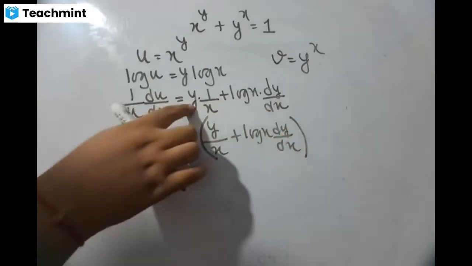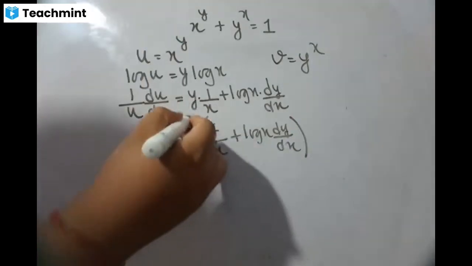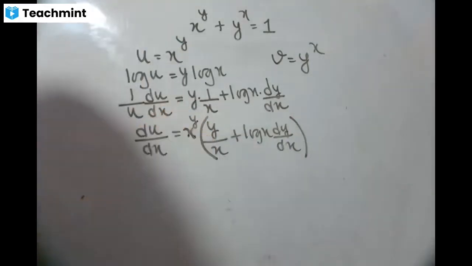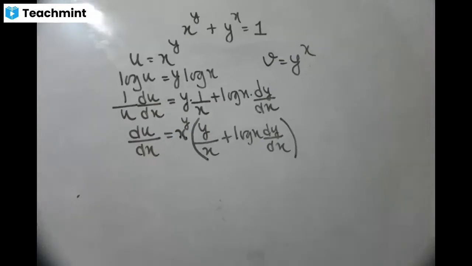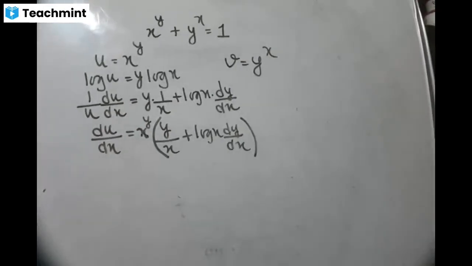This u comes up and the value of u is x to the power y. So this is the first part of the solution. Now you have to do the same thing for v. So please help me out for v, everyone.